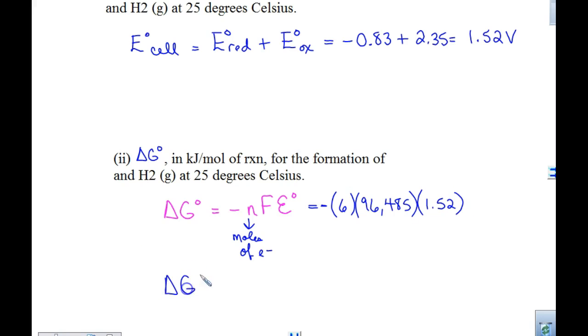So punch that one into your calculator, and then remember to divide by 1,000 because they asked for it in kilojoules. This is going to give it to you in joules. And so you should get negative 880 kilojoules per mole of reaction.